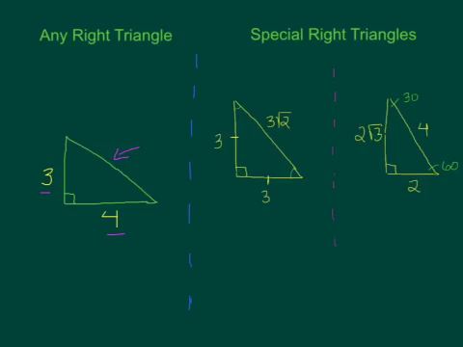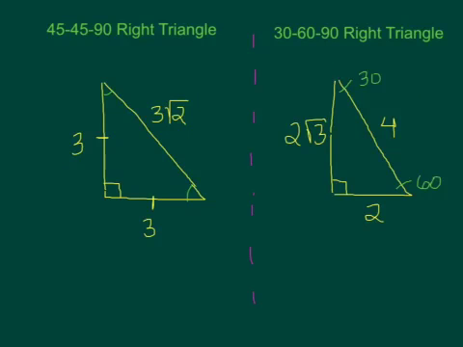So let's take a look at what these special right triangles are. Special right triangles, there's two types. There are 45, 45, 90 right triangles, and what I mean by that is that it's classified by its angle measures. It has a 45-degree angle, a 45-degree angle, and a 90-degree angle, making it a right triangle, obviously. And then the second type is a 30, 60, 90 right triangle. So let's take a look at these two types of special right triangles, one type at a time.